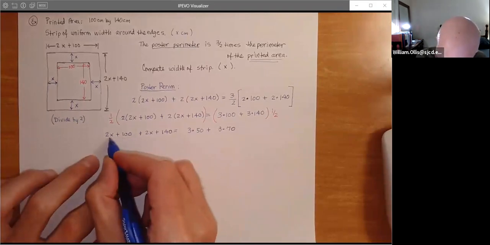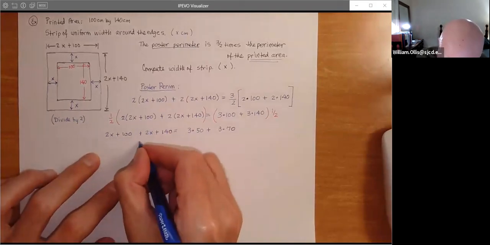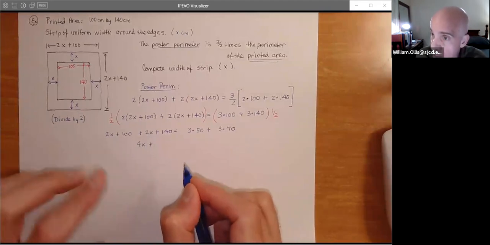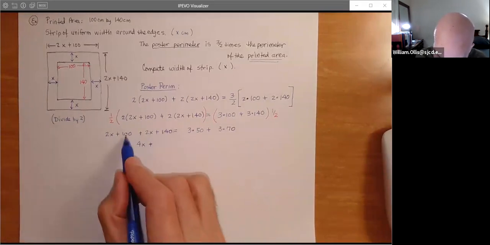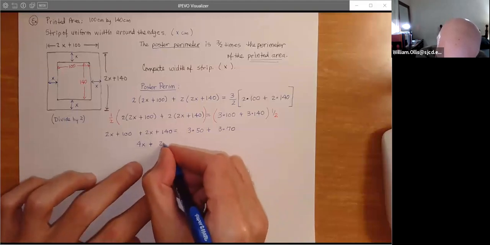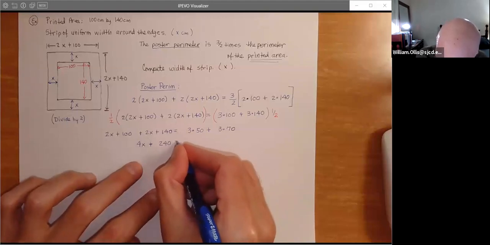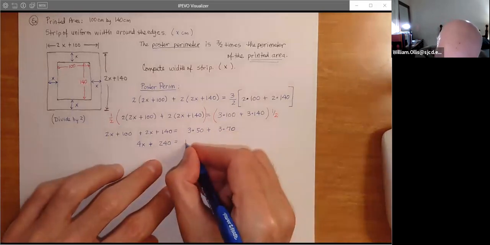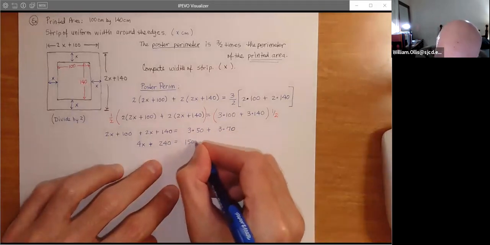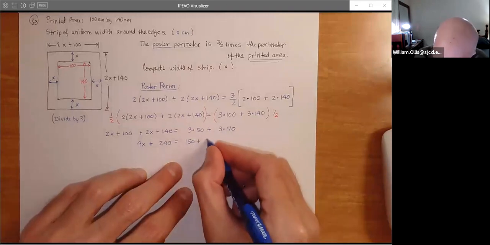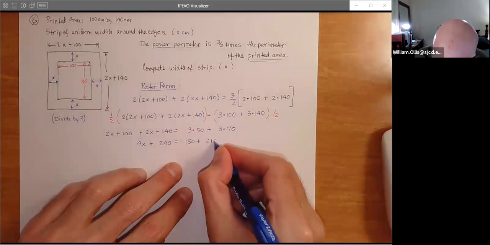So now we've got a 2x plus a 2x. That's a 4x. Only because the numbers are easy. If they weren't easy, I would divide again. And here we have a 100 plus a 140, so that's a 240. And then, of course, here we have a 3 times a 50, which is a 150. And then we have a 3 times a 70, which is a 210.